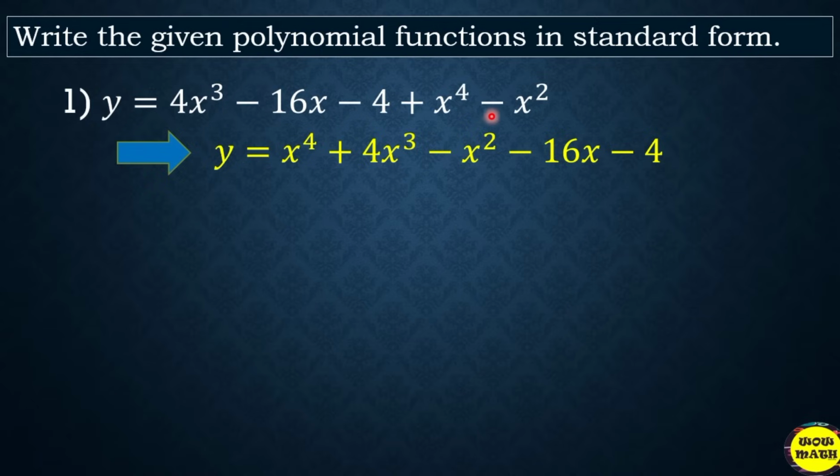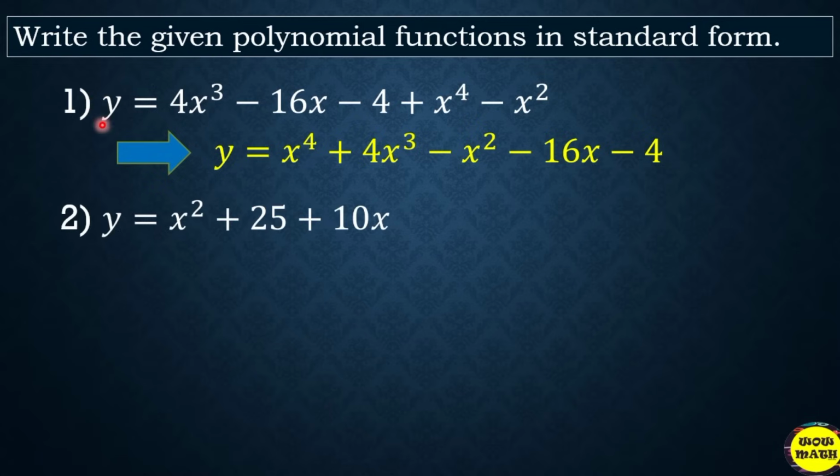Ito naman, minus x squared. Kung ano po yung sign ng ating coefficient, isasama po natin siya. So, minus x squared and then followed by first degree, we have minus 16x, and then lagi pong huli natin ay si constant, minus 4. Kasi this is 0 degree. Okay? So, x raised to 4 plus 4x cubed minus x squared minus 16x minus 4. This is the standard form of the given polynomial function.